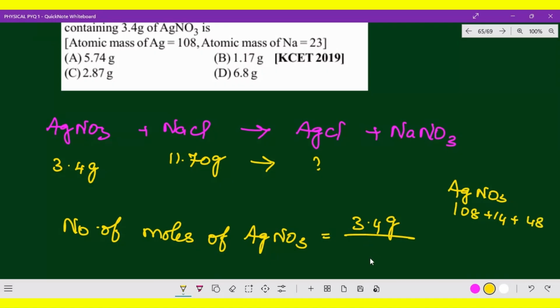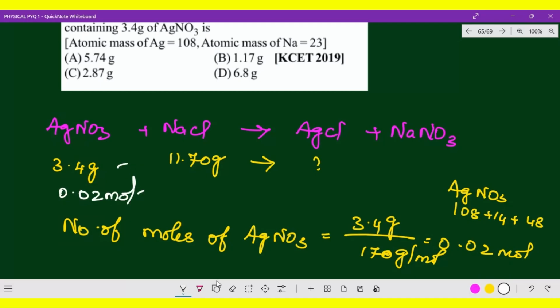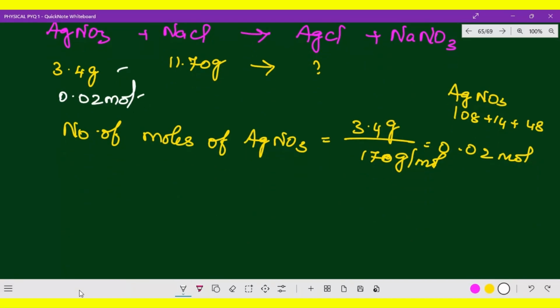So altogether it is 170 gram per mole, right? So the number of moles, when you calculate, it is 0.02 mole, right? The data we can easily identify. Okay, now the same way, number of moles of sodium chloride, NaCl.